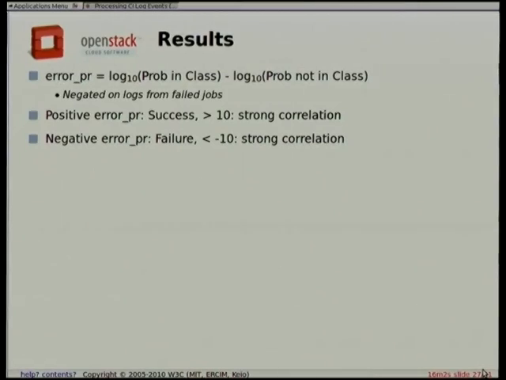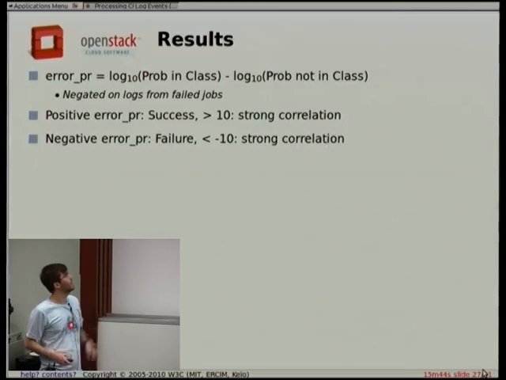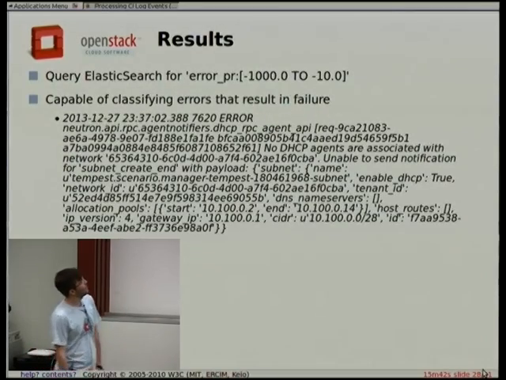On positive error PR, success is going to be greater than 10, meaning a strong correlation. Sorry, so success is positive, failure is negative. Anything greater than 10 or less than -10 is a strong correlation. So we can actually just query for that: give me all of these things outside of this range. And so we can do that.